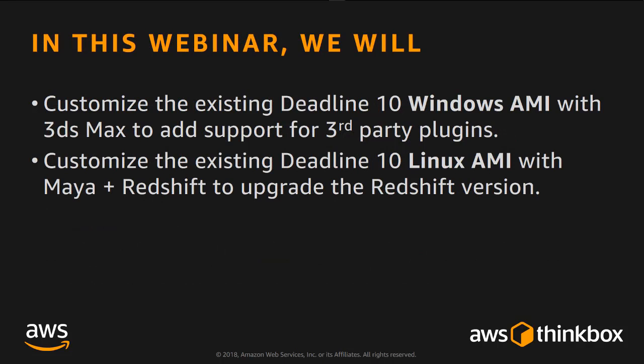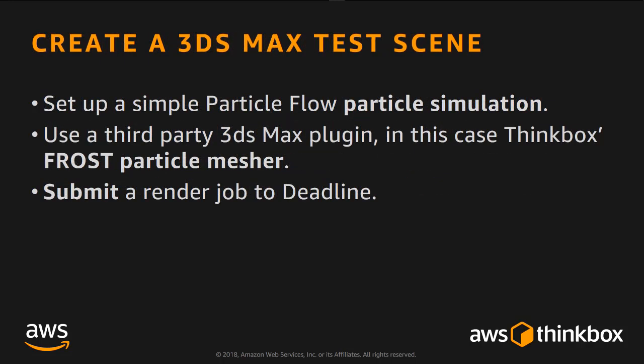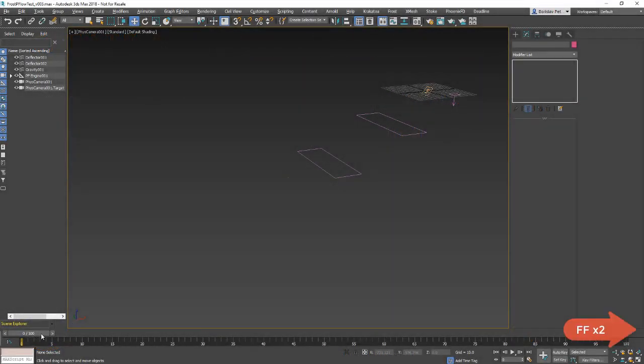In this webinar, we will customize an existing Deadline 10 Windows AMI with 3ds Max to add support for third-party plugins, and we'll customize a Linux AMI with Maya and Redshift to upgrade the Redshift version. First, let's create a 3ds Max test scene. It will contain a particle flow, particle simulation, and we'll use a third-party 3ds Max plugin, in this case Thinkbox Frost, to mesh the particles. Then we'll submit a render job to Deadline.